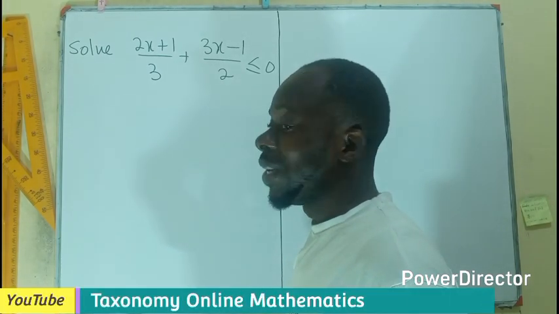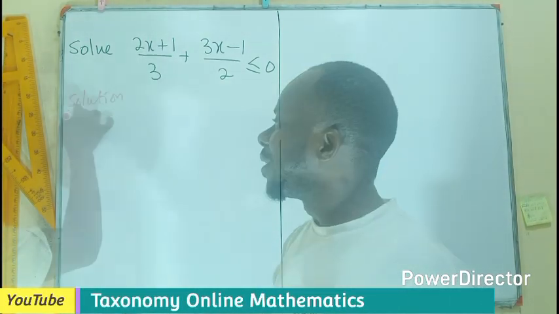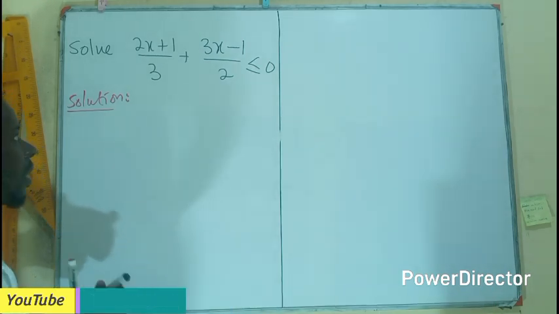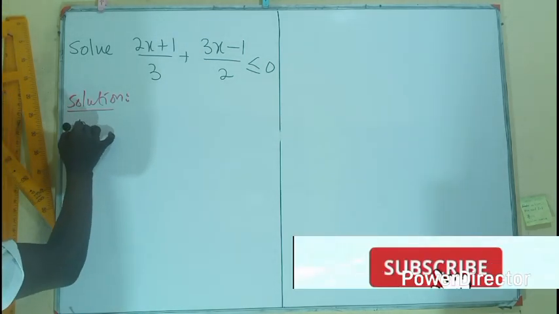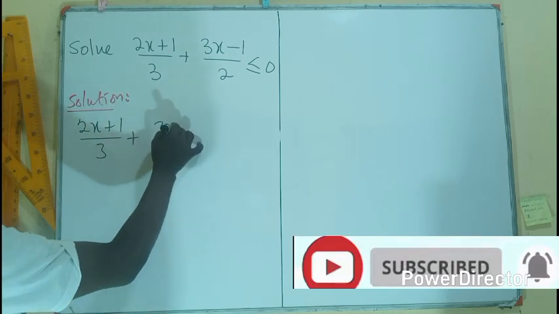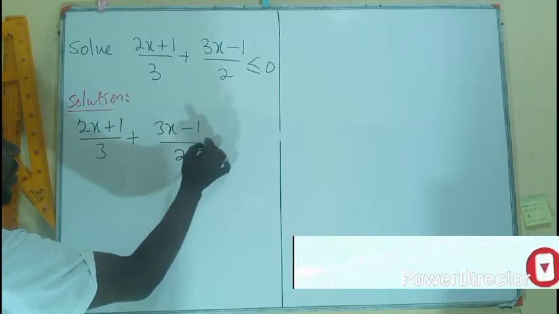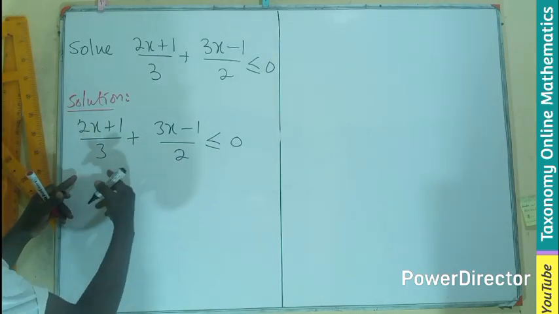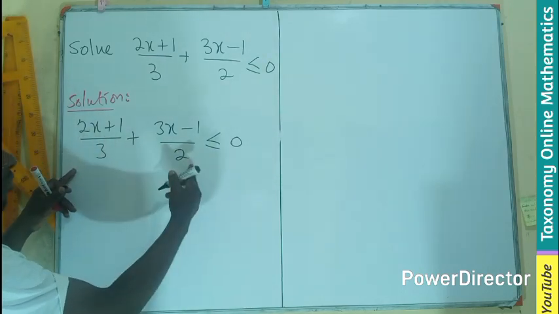Welcome. Let's solve this inequality with a different twist. Here I am going to solve the left to become a single fraction. So I'm having (2x + 1) divided by 3, minus (3x - 1) divided by 2, less or equal to 0. So the LCM, I am not going to use to multiply, but rather divide the left only.